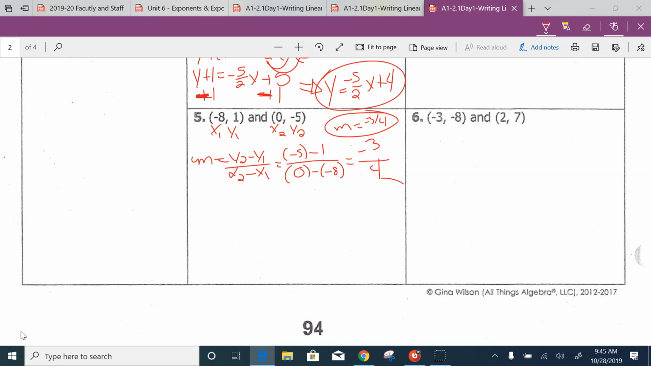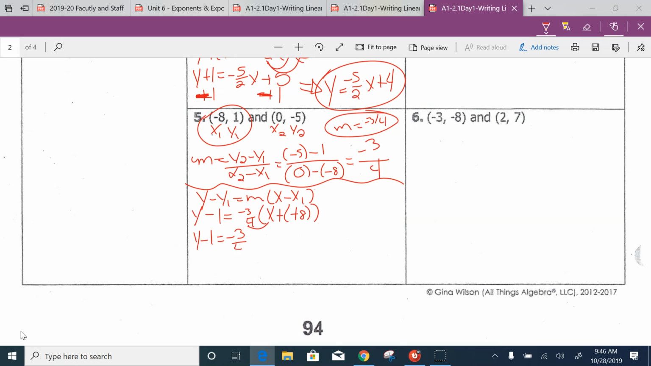That's my m. I can now plug everything into the equation for point slope. y minus y1 equals my slope times x minus x1. I'll use the same first set of values I have up here. So y minus 1 equals my negative 3/4 slope times x minus negative 8 in parentheses. I recall again, minus the negative becomes positive. So I have y minus 1 equals, distribution time. Negative 3/4 times x is negative 3/4 x. Negative 3/4 times a positive 8 gives me a negative 6.